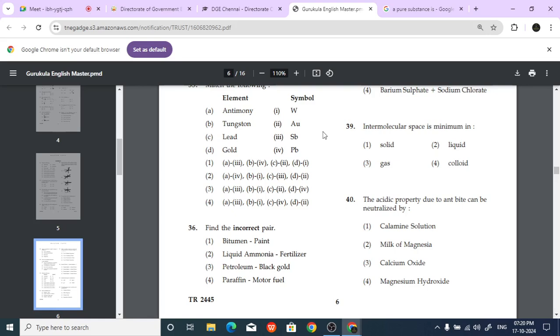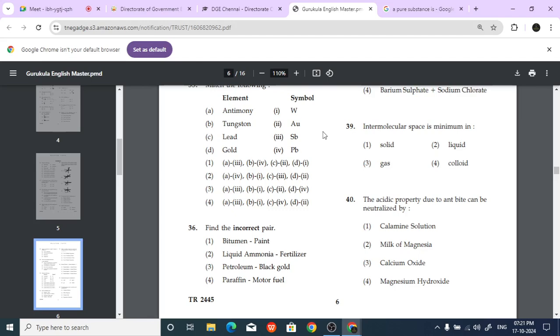Sir, from option 2 and 4. Option 2? No, sir, option 4, sir. Option 4 only. Yes. Even if you know one or two elements and symbols, you can get the answer. You need not know all four. If you know all four, it's well and good.